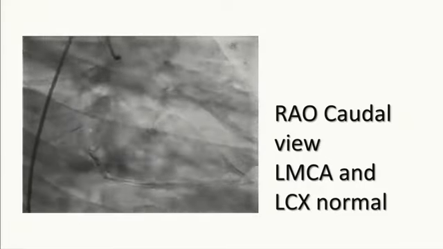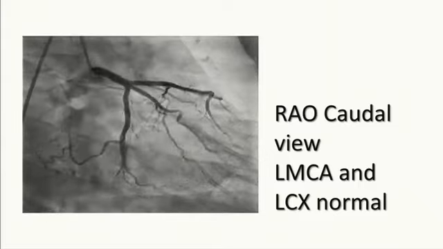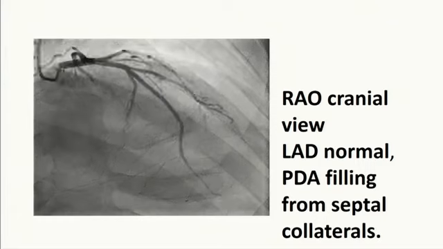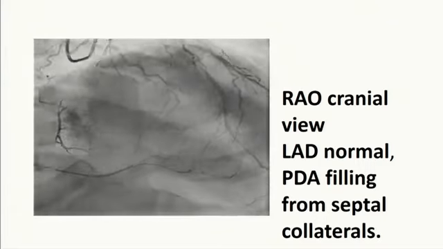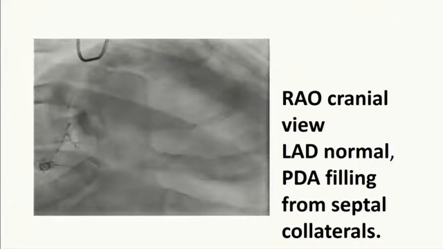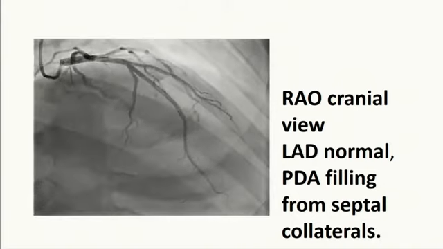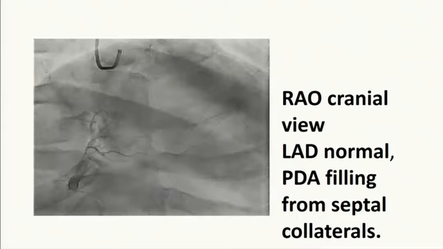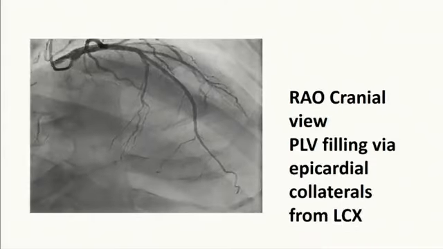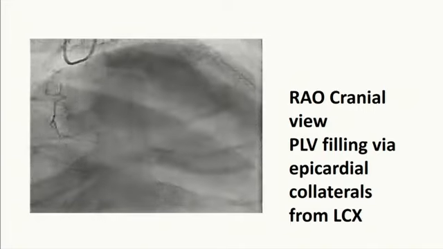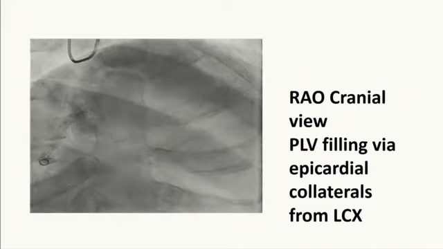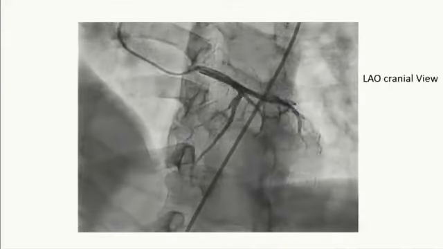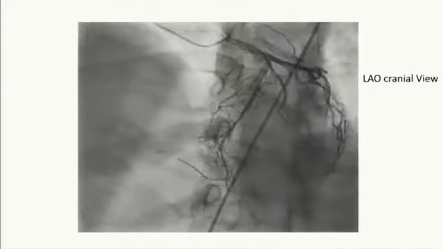So we have a CTO ISR with a long segment occlusion. Next, please. What you can see is some distal septal collaterals to the PDA. Very beautiful collaterals from the septal to the PDA. And next, here is the RAO cranial view, which again shows you distinct septal collaterals from the LAD to PDA.